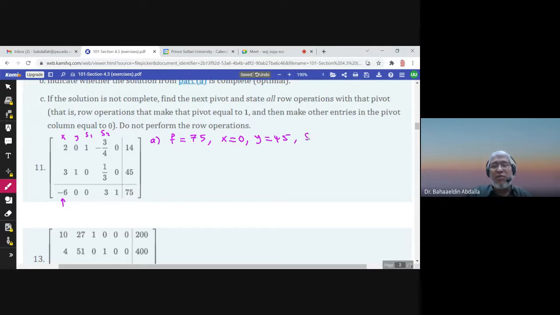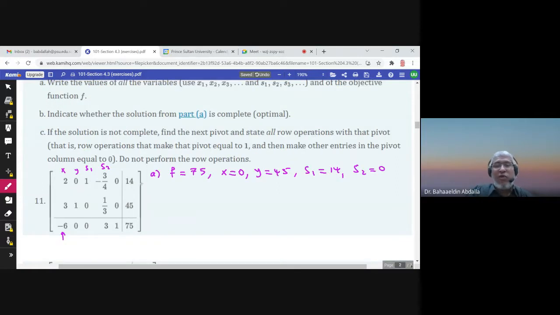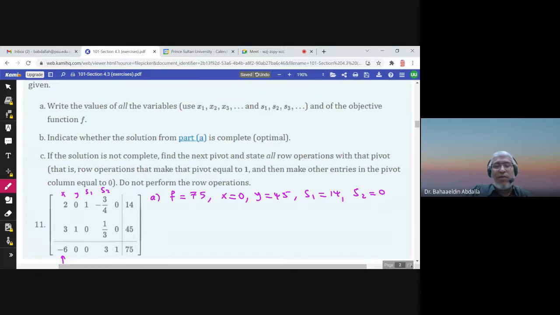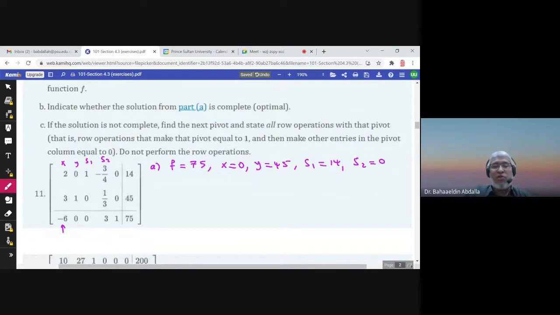S1 is basic and it takes the value of 14. S2 is non-basic and takes the value of 0. So these are the values of all the variables. Indicate whether the solution is complete or not complete. Not complete, because there is a negative sign. If the solution is not complete, find the next pivot.